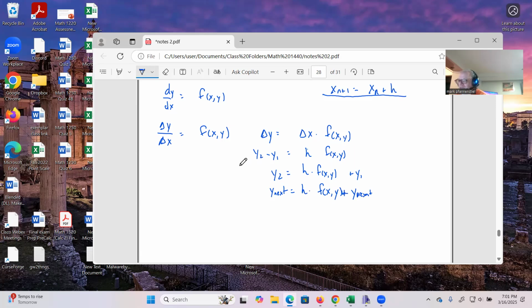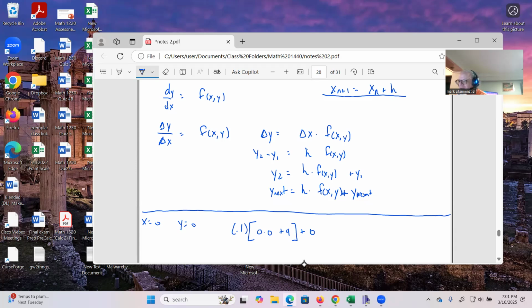And we'll just start going through this. This is an iterative process. That means we have to go through this a number of times in order to get the answer. But let's go ahead and see how that works out. So we have our initial values of x equals 0 and y equals 0. We're going to calculate our slope here. So we want 0.1 times f(x, y). In this case, f is xy plus 4, so we have 0 times 0 plus 4. And then we're going to add this to the previous value that we have here.